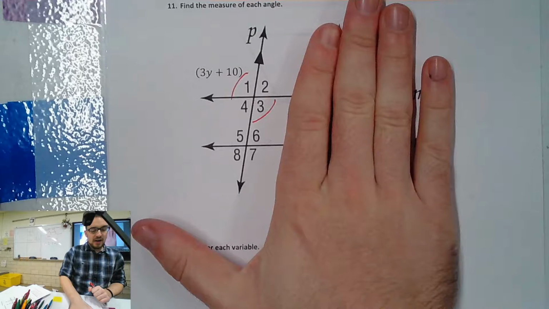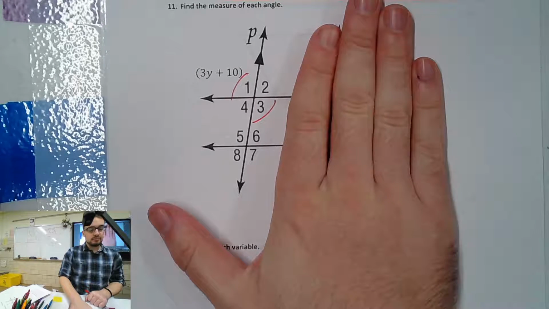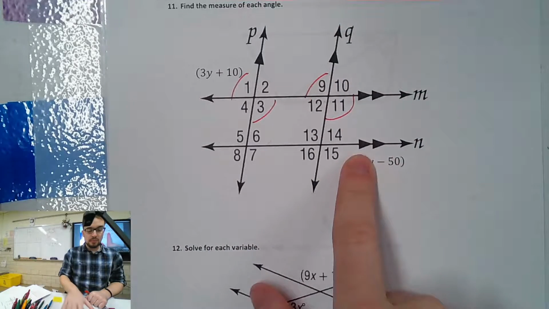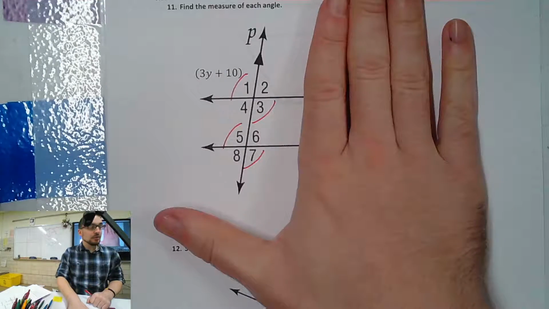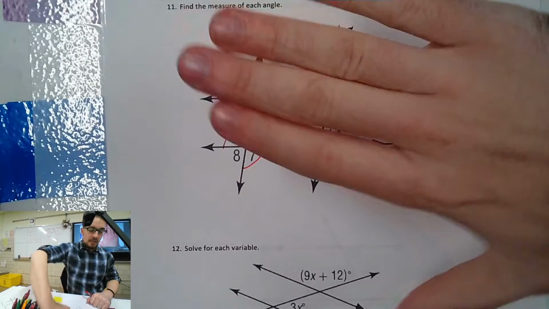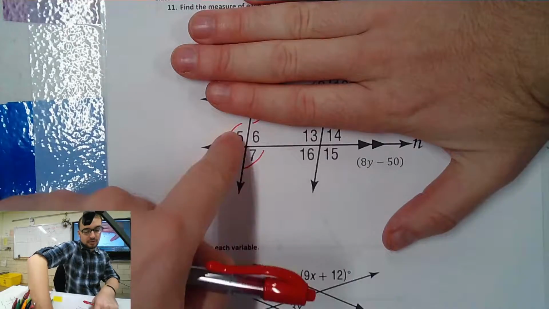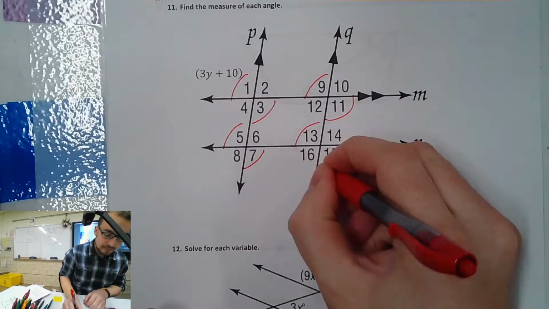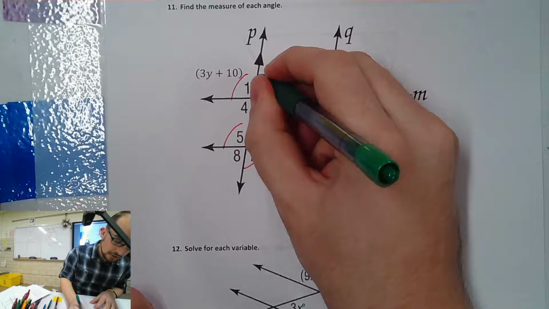Will 1 and 5 be congruent? Yes, because these two are parallel, and that's the transversal. So 1 and 5 are also congruent. 5 and 7 are congruent by vertical. What about 5 and 13? Will they be congruent? Yes, they will, because we have two parallels cut by a transversal. So check it out. When we have two sets of parallel lines, everything just works out really nicely.